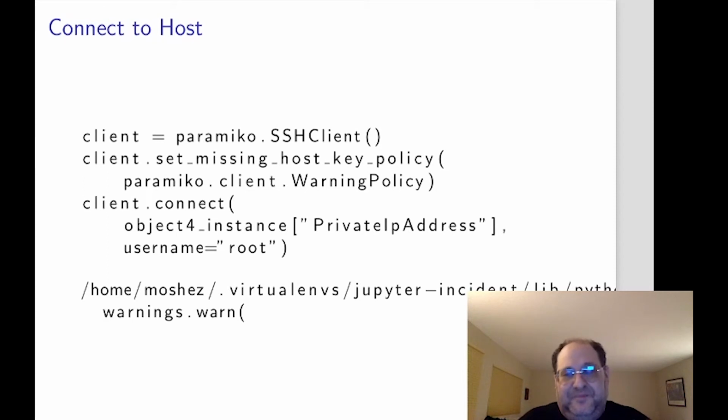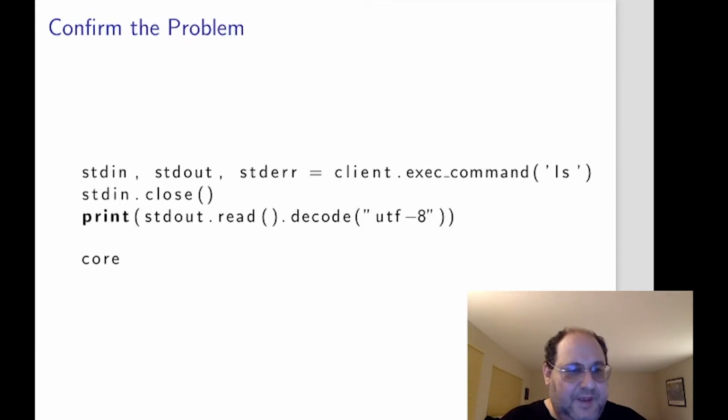Again, this was a simplified environment that I created purely for the goals of the talk. Usually it's not a great idea to SSH directly to root, but in this example it will do. And again, I only have so much time to show all the details here. So first we want to confirm the problem, that there is actually a core file. So we remotely run ls. There is a core file.